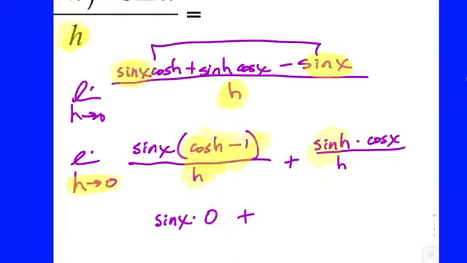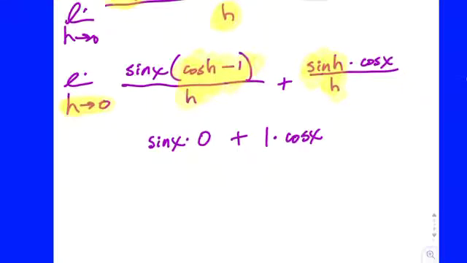plus, and then by the associative property over here, what do I know about sine of h over h? It goes to 1. And then cosine of x would be treated like a constant. So we can evaluate both of those by those things we memorized. And so now we get 0 plus cosine, which is cosine of x. And that's the answer.